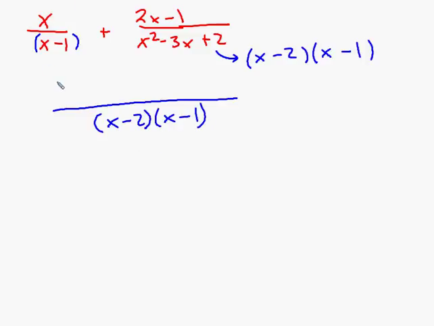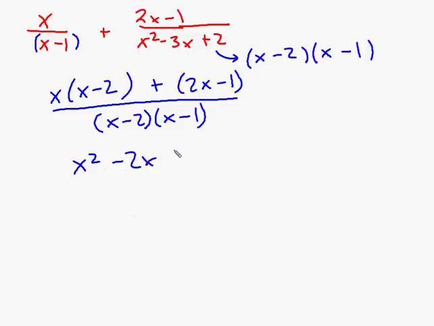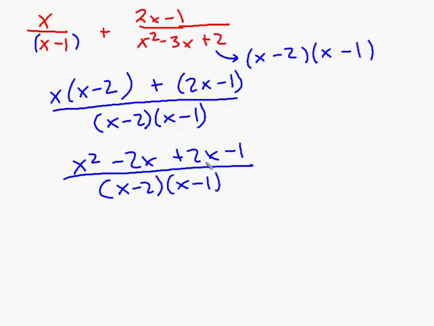What do I need to multiply the first fraction by? x minus 2. The second fraction? Nothing. So it's fine the way it is. Now what do I do? Distribute. Okay, then I'll combine like terms. So I get x squared minus 1 over x minus 2, x minus 1.